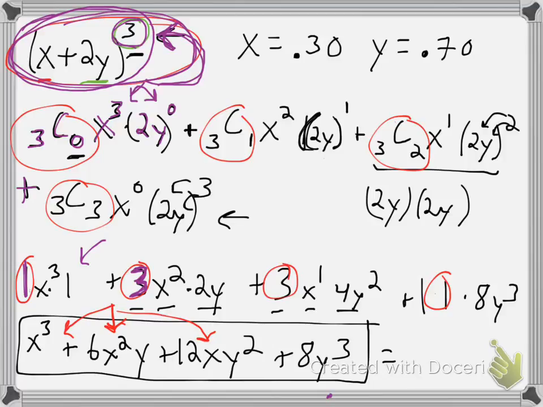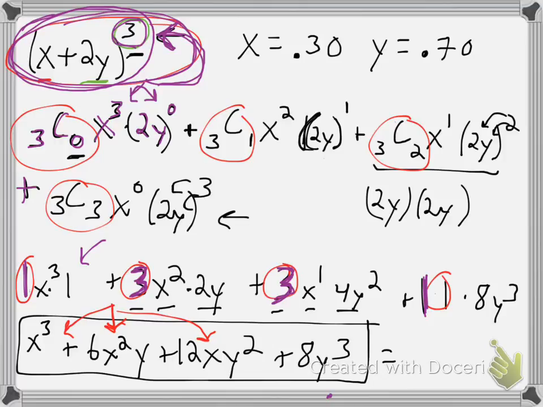And then I move on to 3c2 is 3, and then x to the first power is x, and 2y squared is 2 squared is 4, and y squared is y squared. And then lastly we have 3c3, which is 1, and x to the 0 is 1, and 2 cubed is 8, y cubed is y cubed.